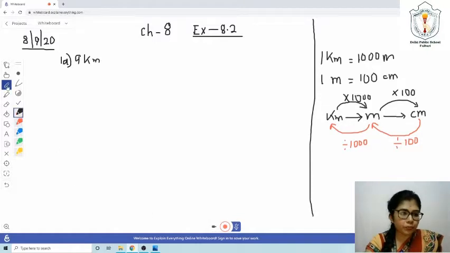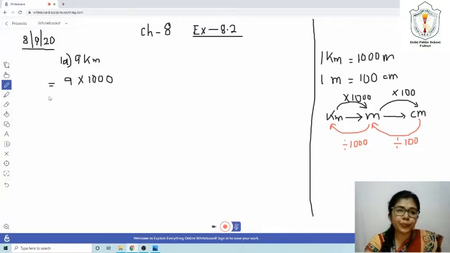So let us start. You see, 9 kilometer is given, so here you will give an equal to sign, and then we will write 9, and when we have to change it to meter, we'll simply multiply by 1000. So here is 1000. Clear? Now next, 9 into 1000 is 9000.